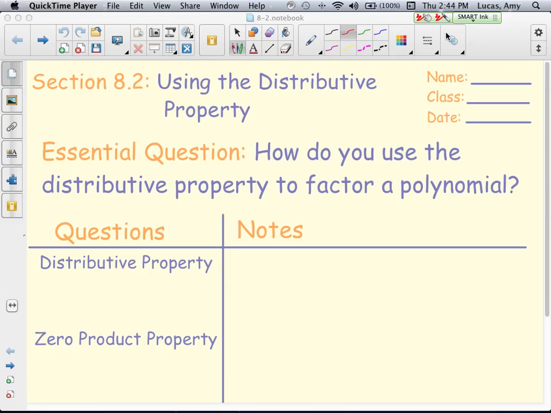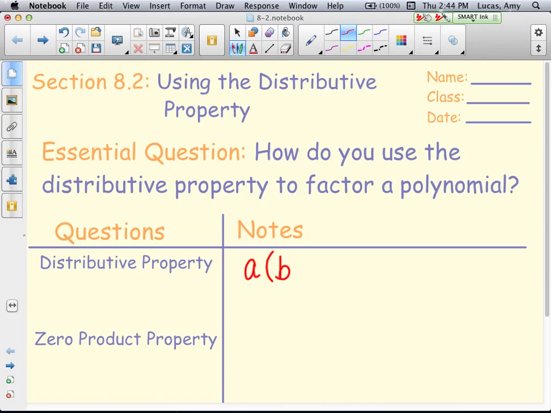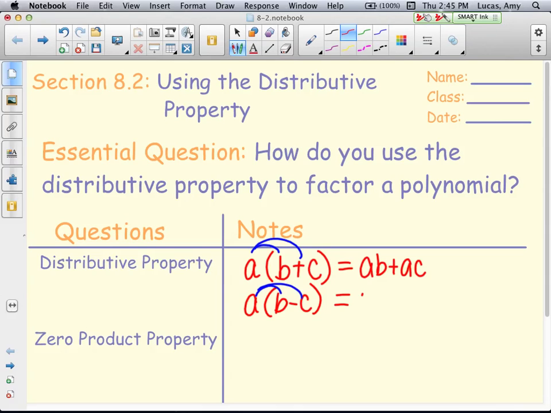year. So the distributive property says that you distribute multiplication over addition or subtraction. So for example, if I have A times the sum of B plus C, that equals A times B plus A times C. So you distribute the multiplication over your addition. It's also true for subtraction. So if I distribute the multiplication over my subtraction, I would get AB minus AC.